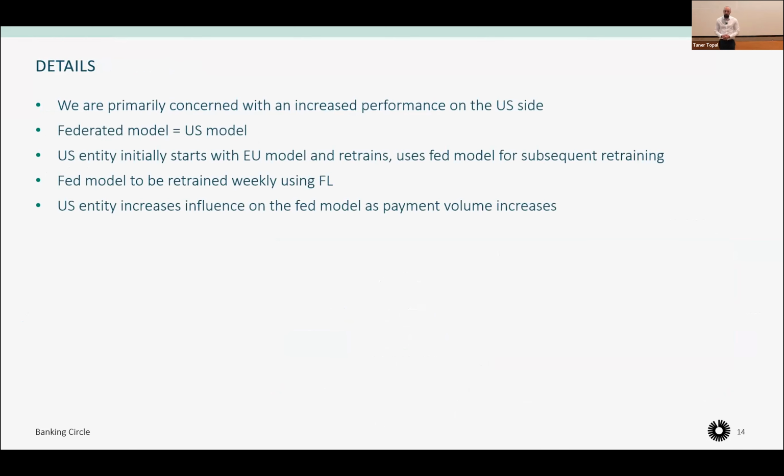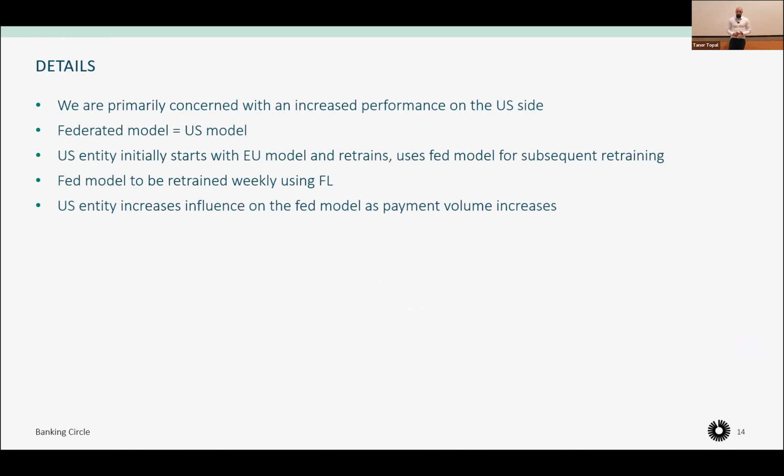As I mentioned, we're primarily concerned with performance for the US side, which means if we need, we can weight things such that the US side performs better, even if it damages performance in the EU, because our federated model, at least initially, will be our US model. So that gives us a little more room to play around with what we do with the model if we need to.